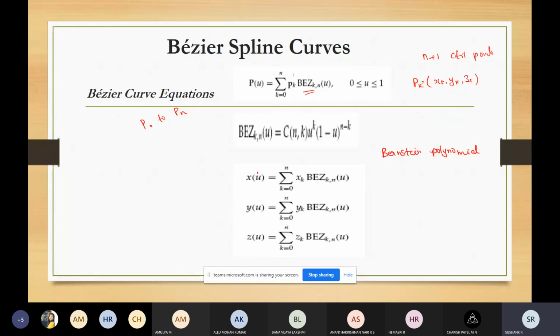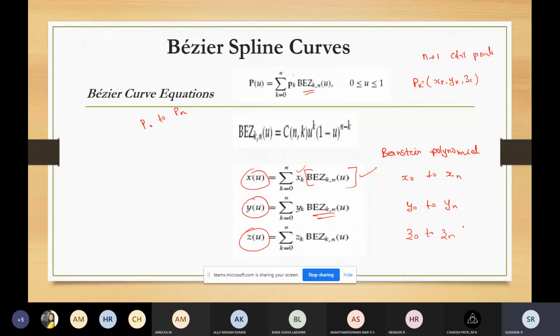We have these parametric points for x of u, y of u, z of u. For x of u, we have this Bezier equation with the Bernstein polynomial and the x factor, starting from x0 to xn. Similarly, y of u is given by the values y0 to yn and this Bezier function, that is the blending function or the Bernstein polynomial. And for z also, the value of z is from z0 to zn.